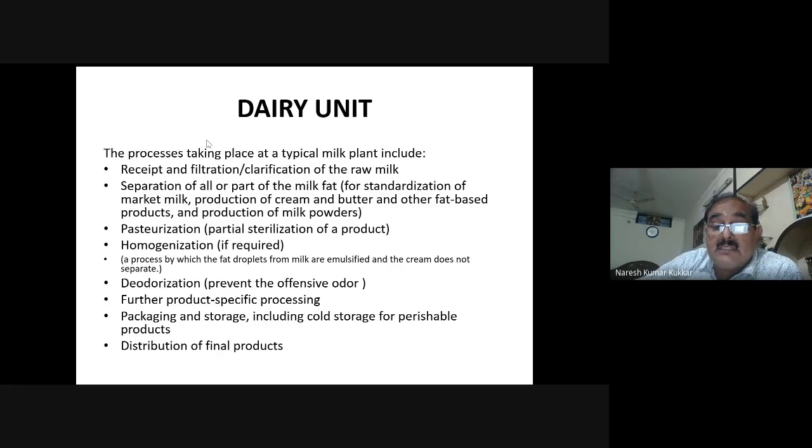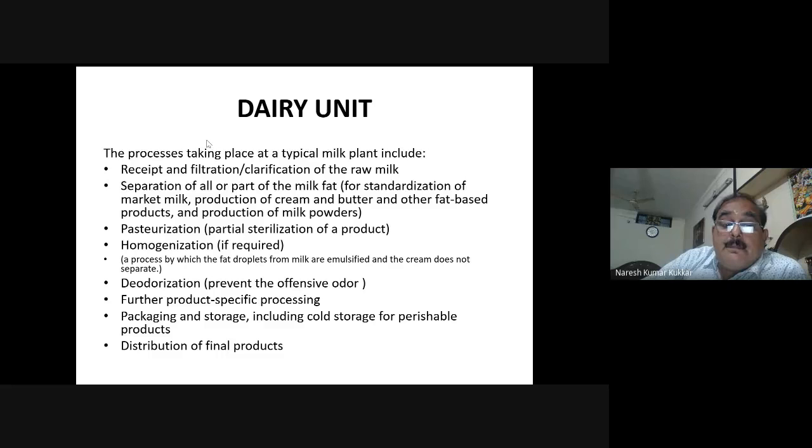What is this? This is a process by which fat droplets from the milk are emulsified and the cream does not separate. The cream becomes a part of the system. This is the second process. Then deodorization: if there is any odor in this product, deodorization is done to prevent that odor. So you must know which types of processes are used in the industries.